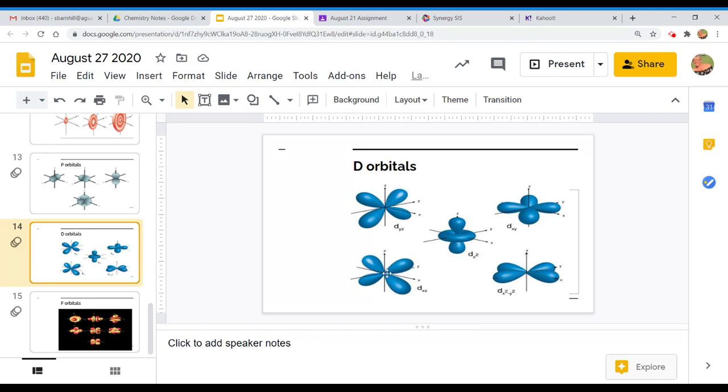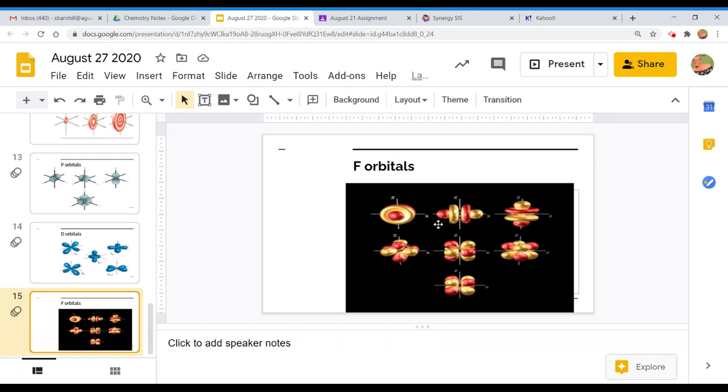So there's a set of 5 for the d, and then there's 2 little electrons moving around in this area around the nucleus. And then the f orbitals are in these configurations. There's 1, 2, 3, 4, 5, 6, 7. So there's 2 electrons moving in between each one of these configurations.